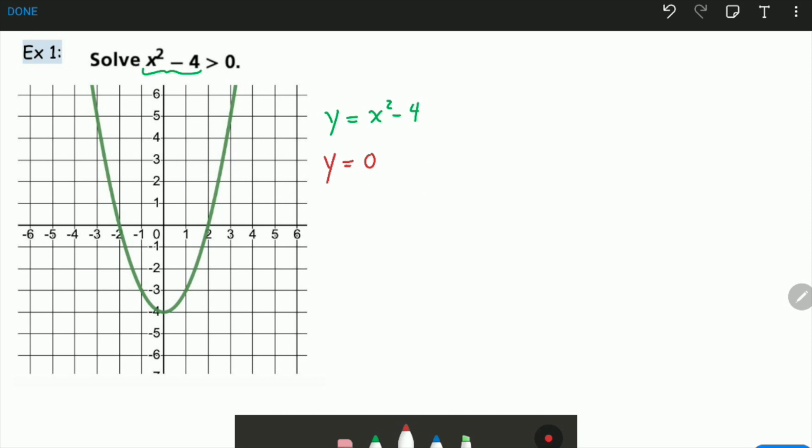Now this actually already has the graphs for us. x squared minus 4 is already there in green. And as far as y equals 0, that's just the x-axis. It's a horizontal line where the y values are 0. So horizontal line right there.